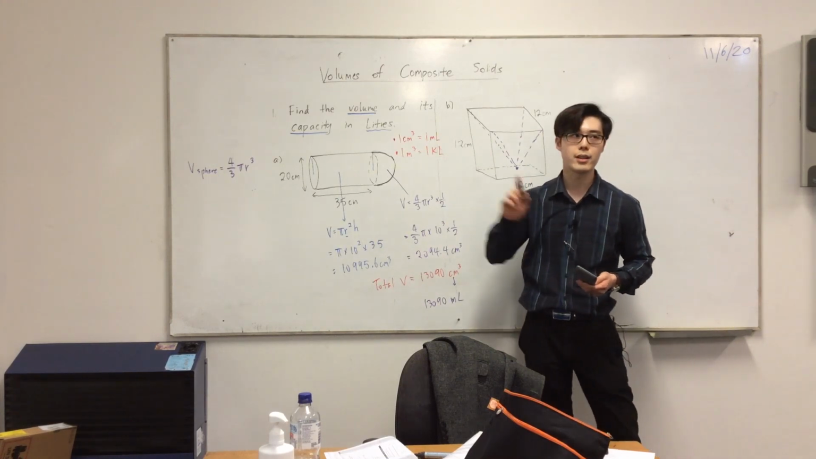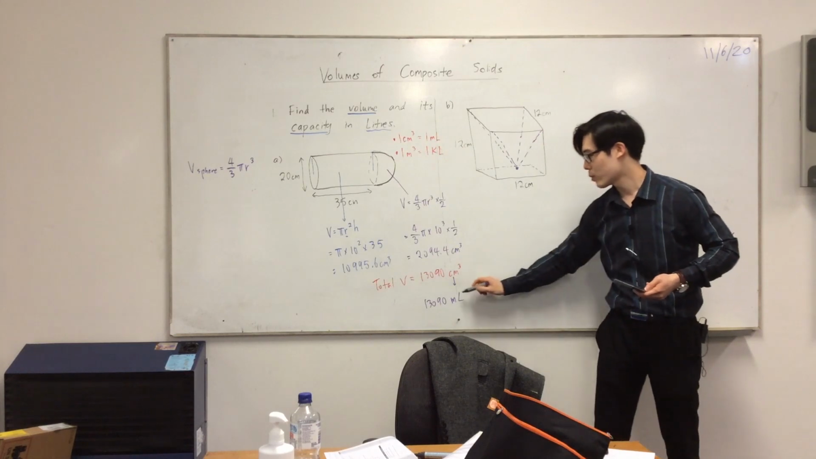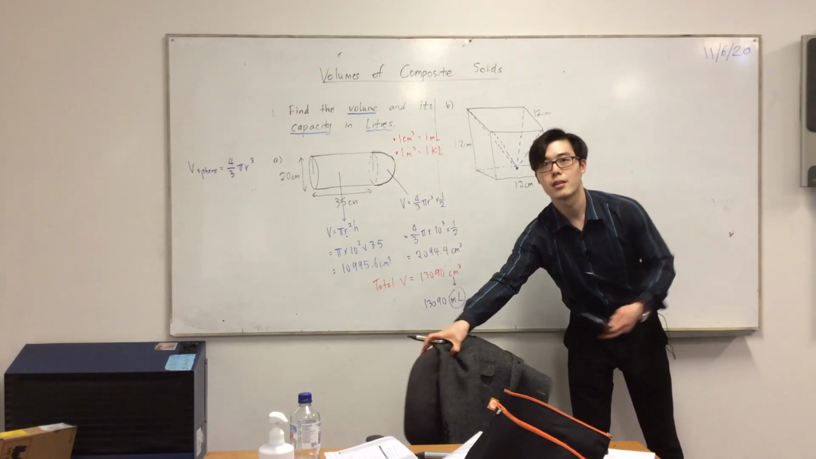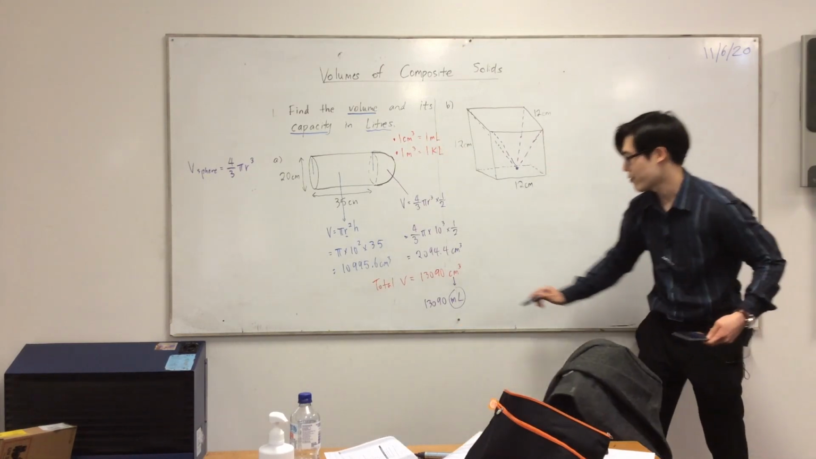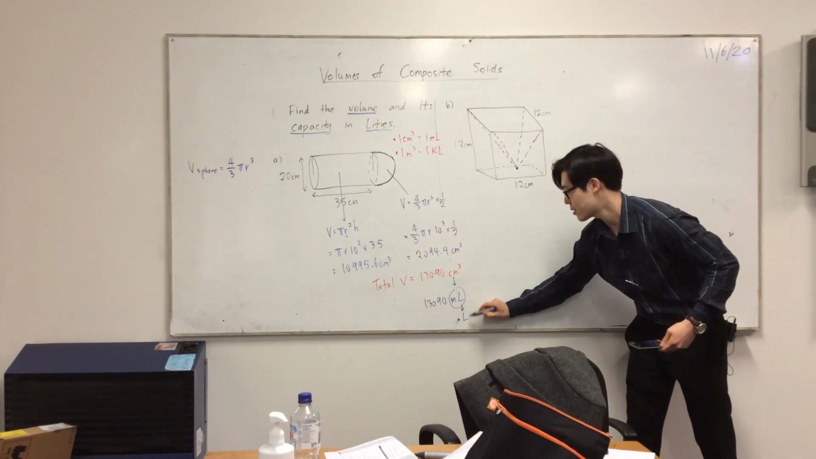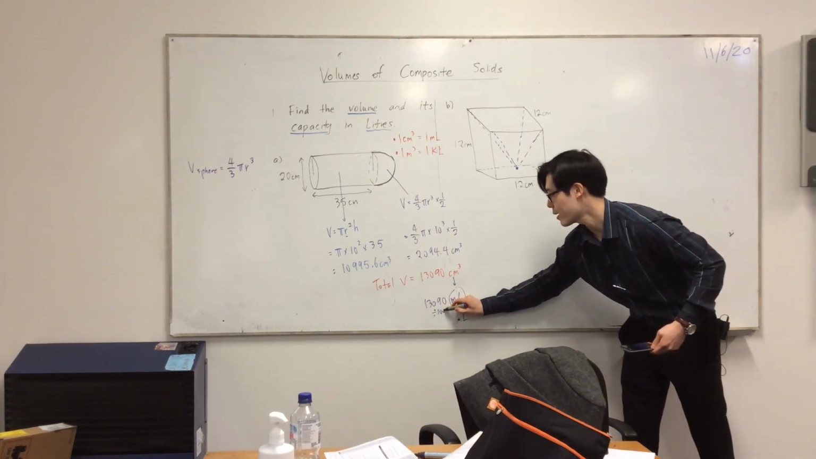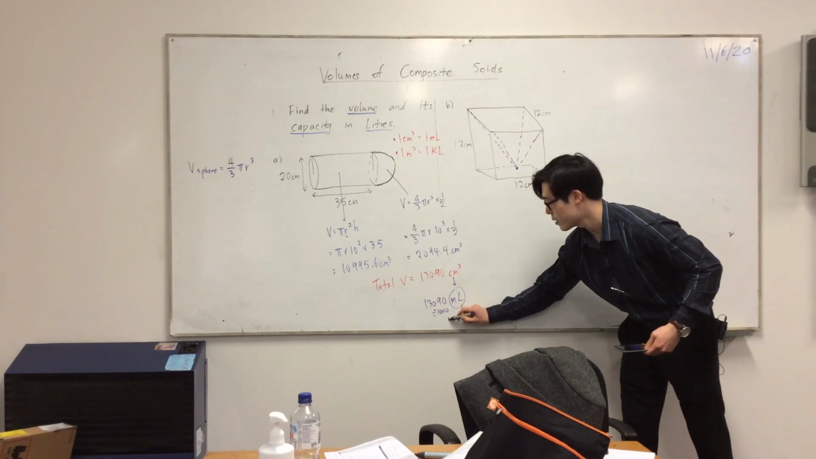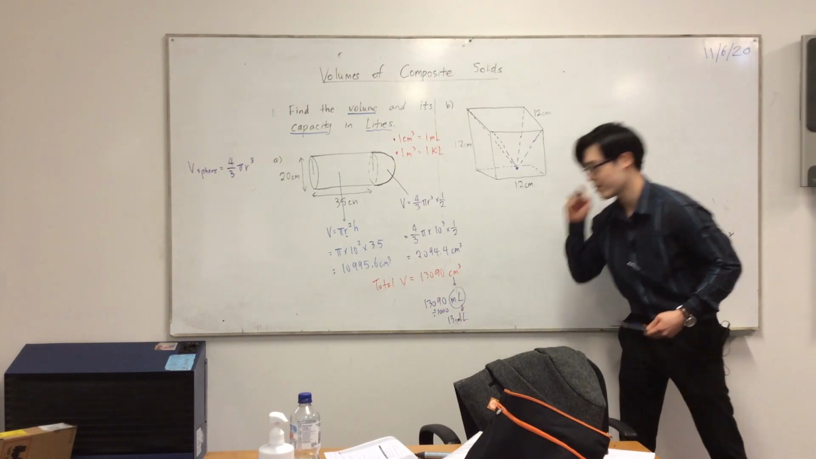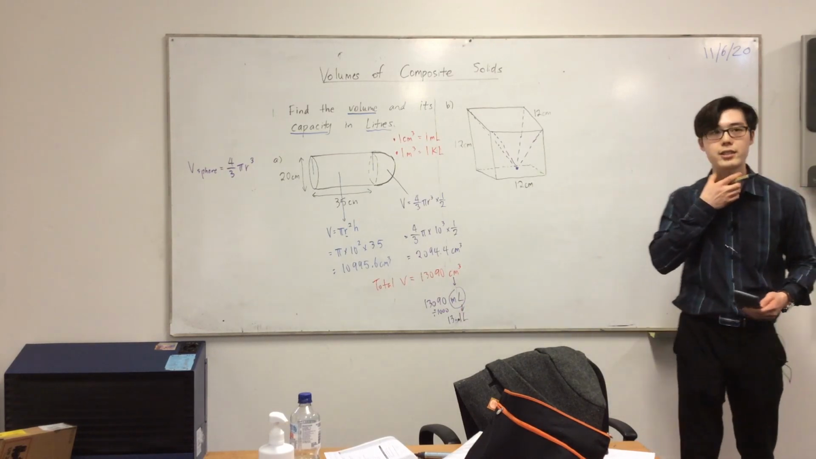But what do they want it in, in the question? Liters. How do I change milliliters to liters? Divide by 1,000. It's always by a factor of 1,000. So if I want to change that into liters, divide that by 1,000. So that is 13.1 liters. Okay, so that's how you change it into capacity.